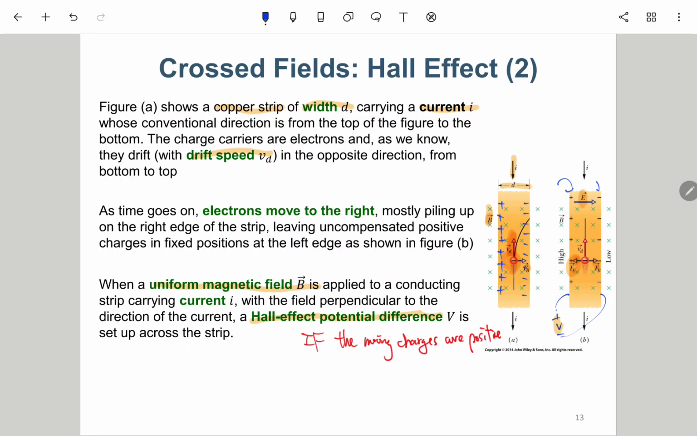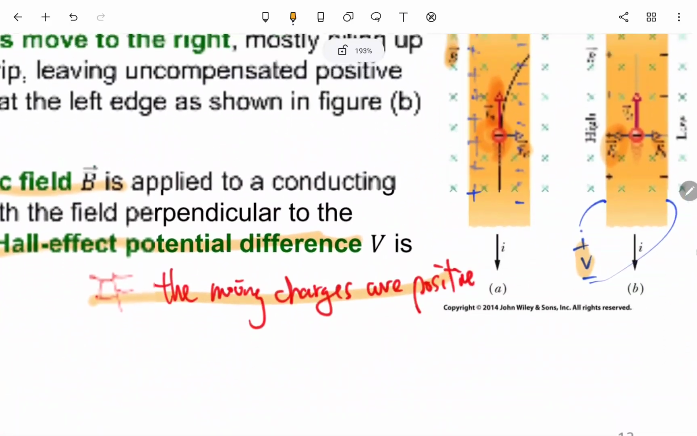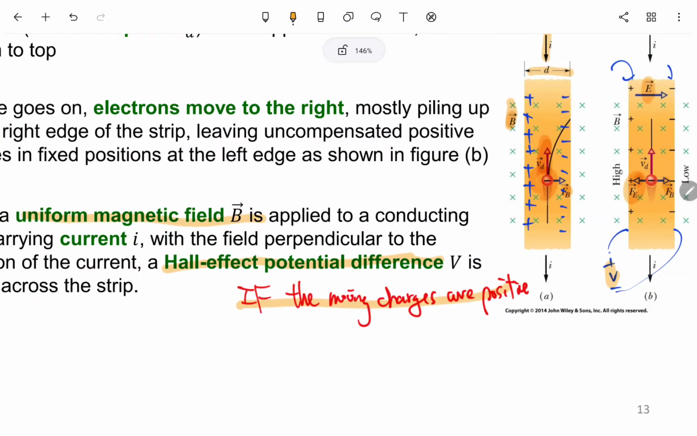Okay, so here we try to argue what happens if the moving charges are positive. What will be the contradiction? Follow this figure. We try to draw out a simplified one.